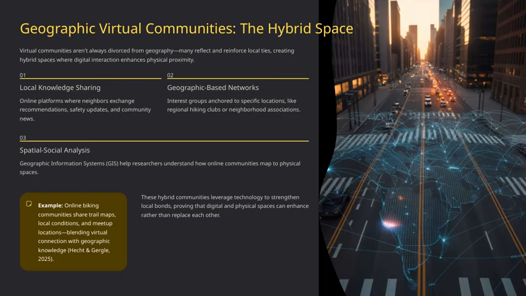A good example is online biking communities. They share trail maps, local conditions, and meetup locations, blending virtual connections with geographic knowledge. This shows how these hybrid communities leverage technology to strengthen local bonds. Ultimately, it demonstrates that digital and physical spaces don't have to replace each other. Instead, they can work together to enhance our sense of community and connection.